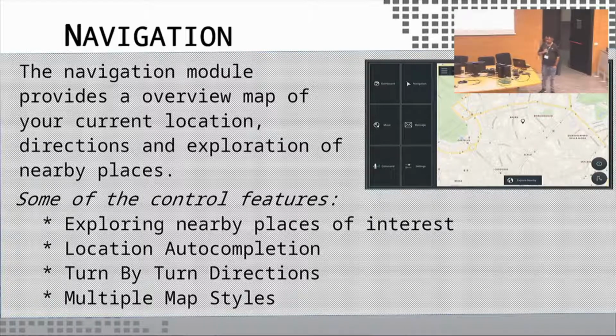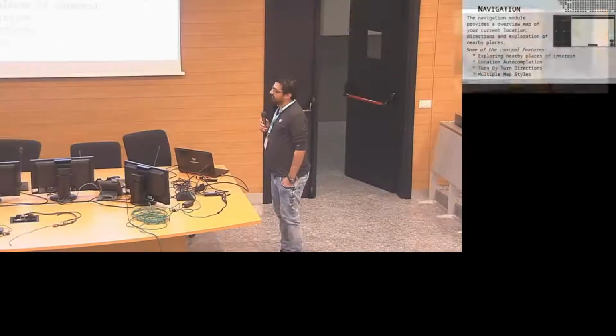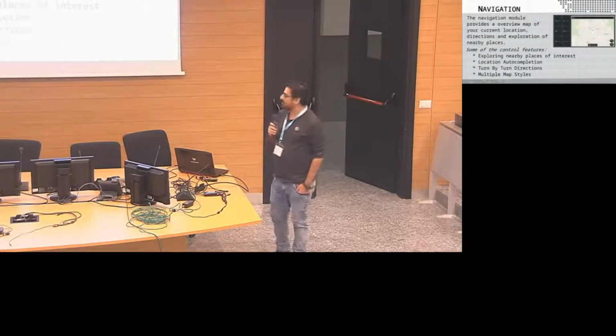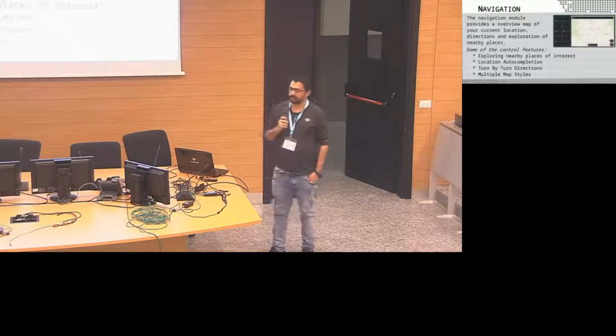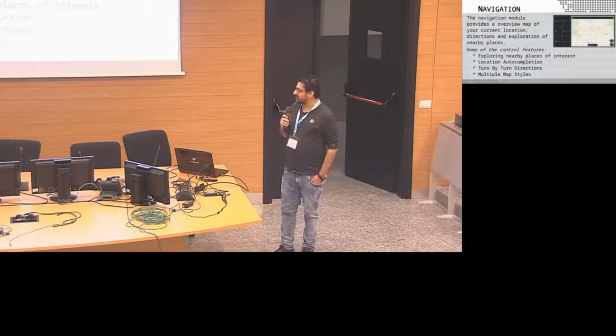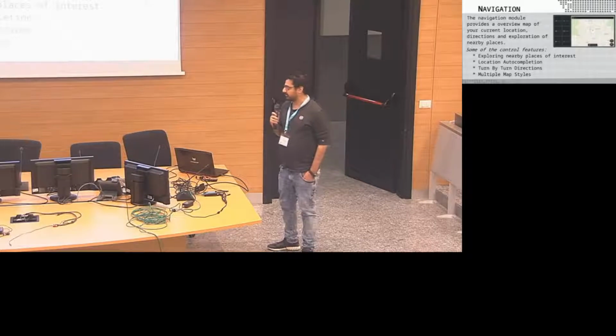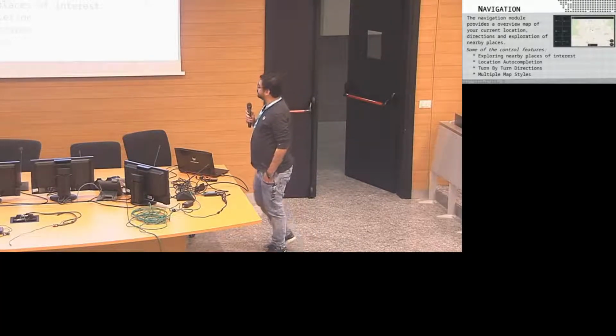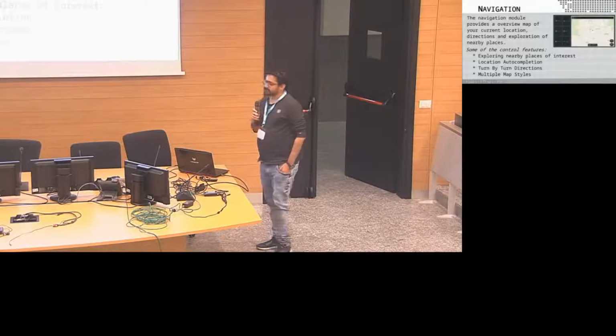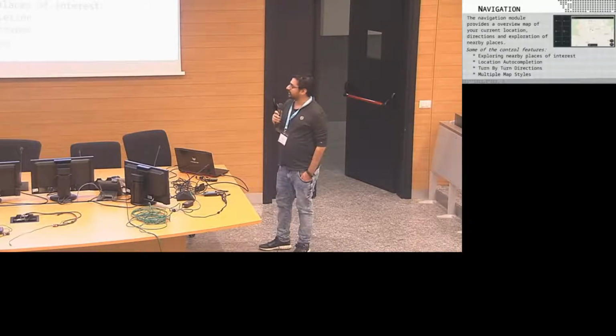The second module is the navigation module. This is what cars would generally have as a GPS system previously. Nowadays, new cars have it built into their smart infotainment systems. So navigation is also a similar module that provides mapping and current location. It also provides directions and exploration of nearby places.